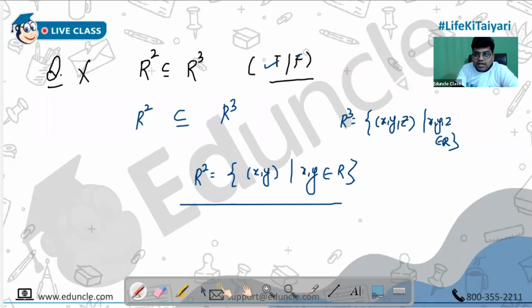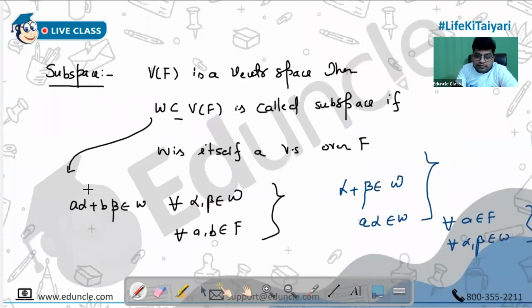A subspace means you must have a subset first of all, then over the same operations and the same field, you have to prove that it is a vector space. For proving that, you need to prove only these two conditions: either this one, or you can prove this one. Am I clear?